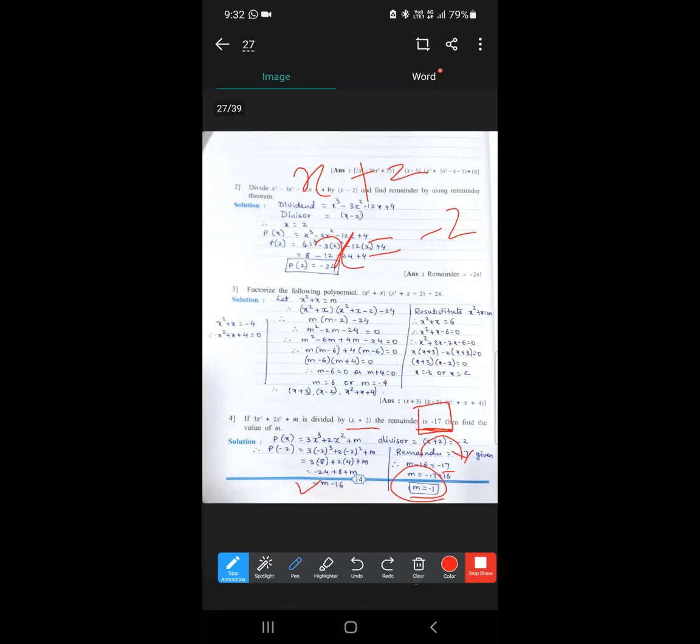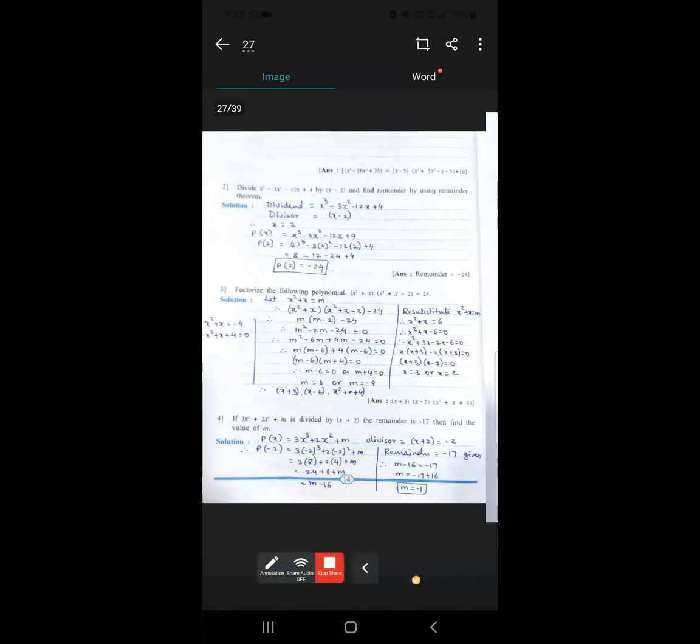So the condition is remainder is given. Using this condition, we solved, and we have come to the value for m. This type of question also can be asked in your exam. That is, the remainder is given, divisor is there, dividend is there, and one of the variables is added in the dividend, so that you need to find out the value of that given variable. So these are the 3 questions up to the 4th one. Let's move to the next page.